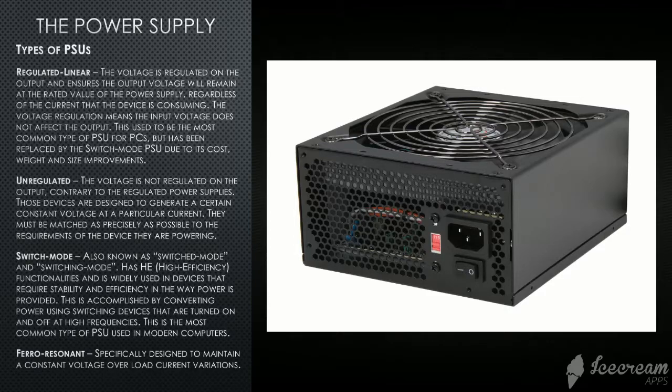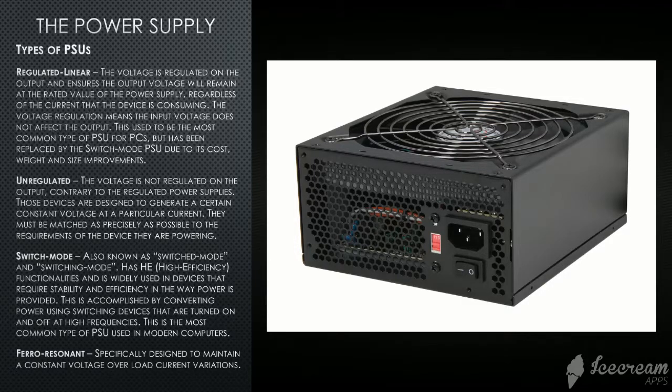First, let's talk about the regulated linear power supply. In this type of power supply, the voltage is regulated on the output and ensures the output voltage will remain at the rated value of the power supply regardless of the current that the device is consuming. The voltage regulation means the input voltage does not affect the output. This used to be the most common type of power supply for PCs, but has been replaced by the switch mode power supply due to its cost, weight, and size improvements.